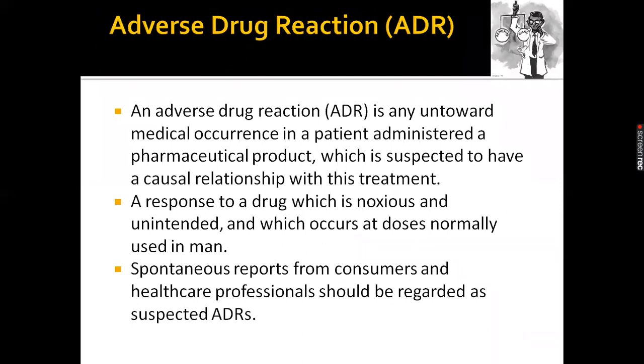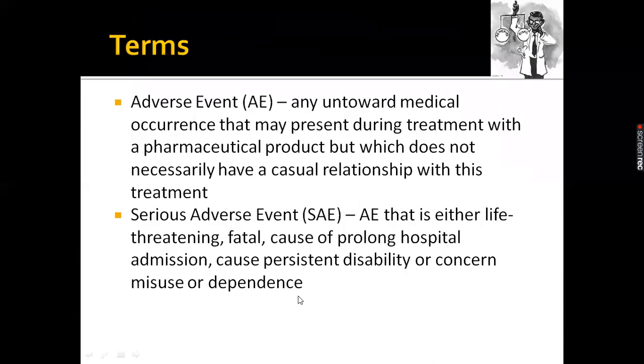So what is an adverse drug reaction? An adverse drug reaction is any untoward medical occurrence in a patient administered a pharmaceutical product, which is suspected to have a causal relationship with the treatment. That means there should be a causal relationship between the drug administered and the reaction. It is a response to a drug which is noxious and unintended, and which occurs at doses normally used in humans. Noxious means it is causing harm, and unintended means it occurs at a normal dose. Spontaneous reports from consumers and healthcare professionals can be regarded as suspected ADRs.